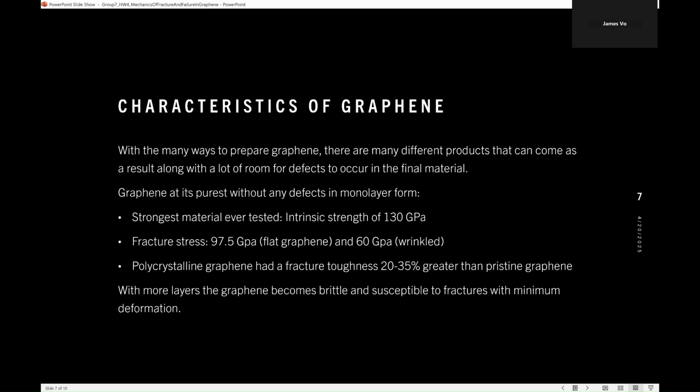The fracture stress of a perfectly flat layer was found to be 97.5 gigapascal, while a layer with wrinkles had a fracture strength of 60 gigapascal. It was also found that the polycrystalline graphene had a fracture toughness that was 20 to 35% greater than the graphene of pristine crystal structure. However, it is important to note that even though single layers of graphene are incredibly strong and resilient, as more layers are stacked up on top of each other, the material becomes extremely brittle and fractures with little to no deformation.